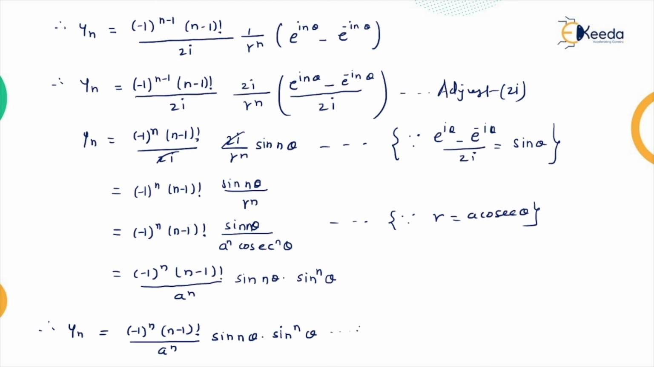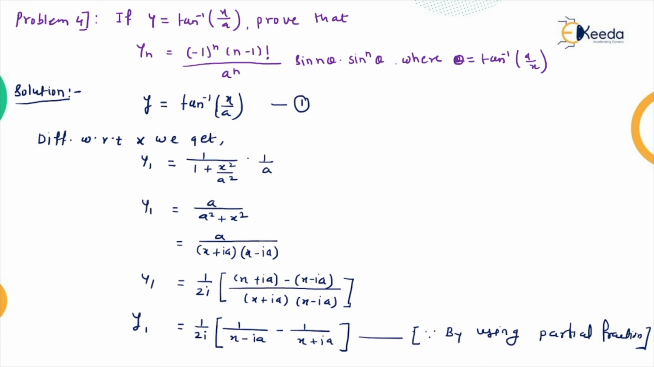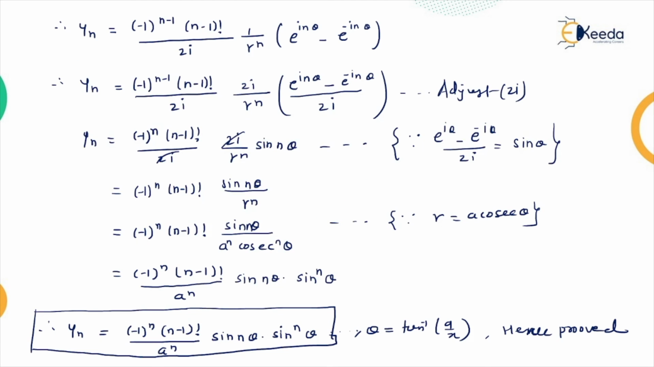This is the result, where theta is tan inverse of a divided by x, and hence proved. I hope you understand this very well. So what is the nth order derivative of the given function? If y is given as tan inverse of x by a, then we have to prove its nth order derivative. I hope you understand and enjoy this problem very well. Thank you.